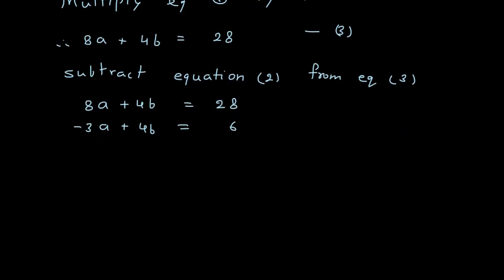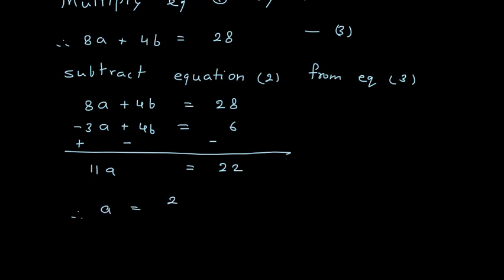So now I subtract. So I change the sign. This will become plus, this will become minus, and here it is minus. So 8a plus 3a is 11a, and here it is 22. So therefore we get a is equal to 22 upon 11 is equal to 2. So the value of a is 2.